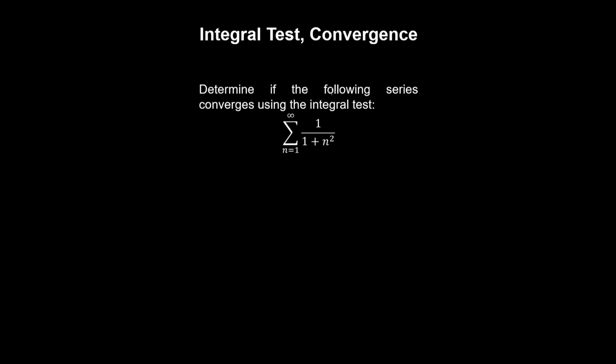Let's determine if the following series converges using the integral test. Well, from this series, we can define a function that's positive, continuous, and decreasing from 1 to infinity. So therefore, we can integrate this function with respect to x. And because this is an improper integral, we can take the limit of a dummy variable b and replace infinity as follows.